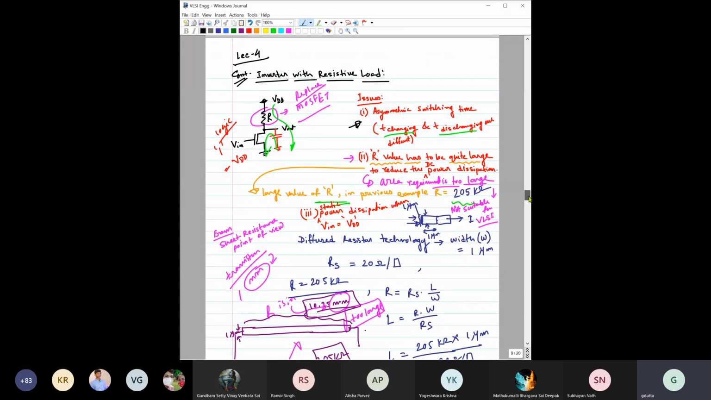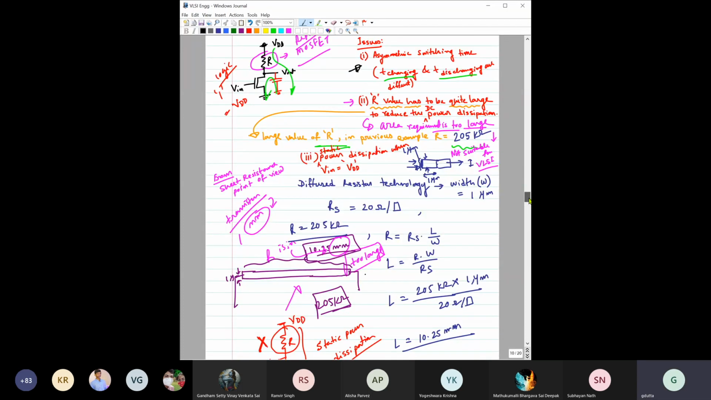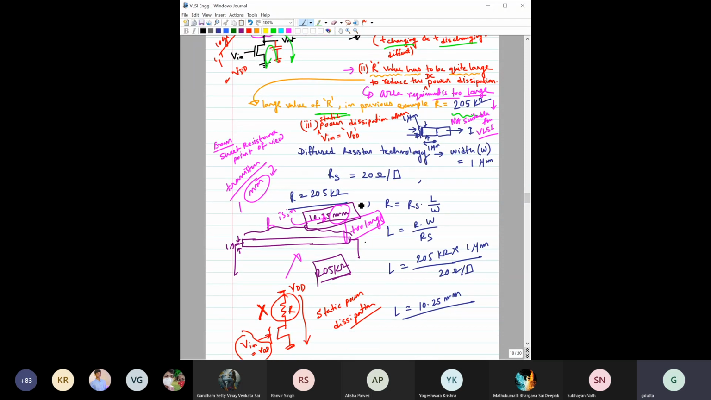We started our discussion from this inverter with resistive load. We tried to solve one small problem, and we saw that to implement a resistance of 205 kilo ohm, which we found from one of our last examples, we need 205 kilo ohm in order to minimize the power dissipation. And to implement that resistance using diffused resistance technology, we need a length of 10.25 mm, resistance length.